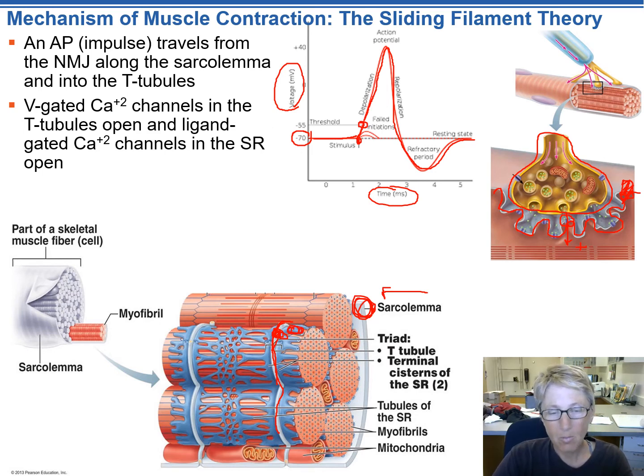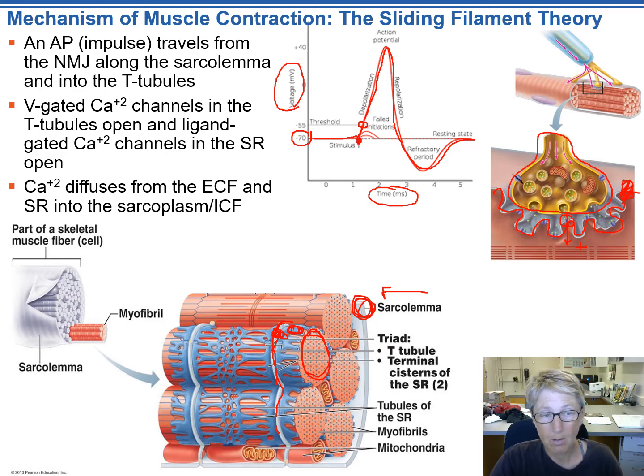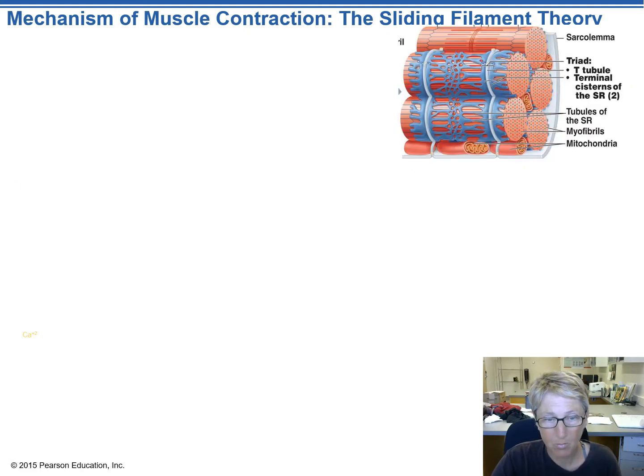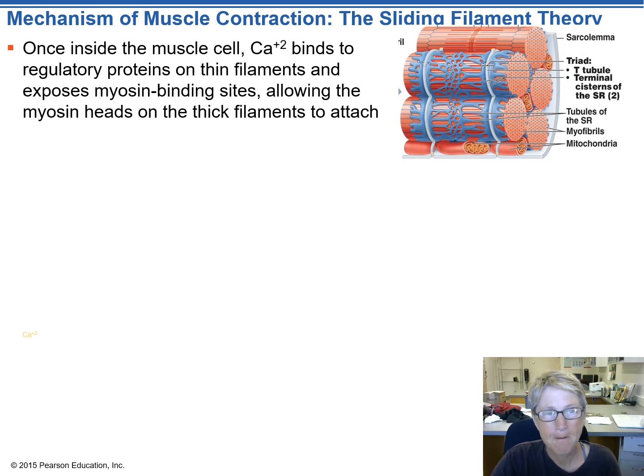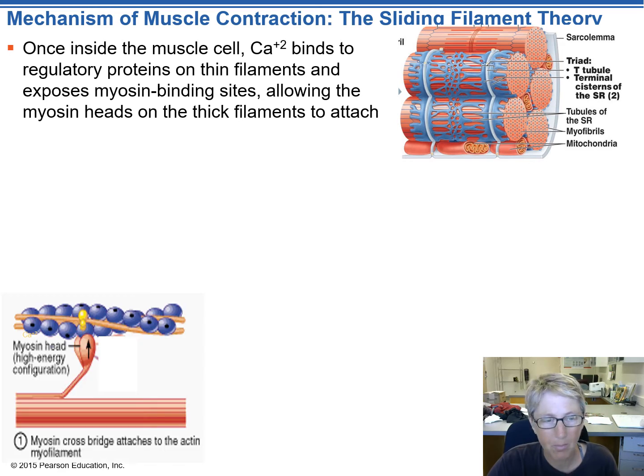So you've got calcium coming in from the extracellular fluid, and you've got calcium coming in from the SR. So the whole inside of this muscle cell or fiber is going to be flooded with calcium. Calcium's going to do something important, and we'll see what that is with the sliding filament theory. Once inside the muscle cell, the calcium will bind to these regulatory proteins on thin filaments.